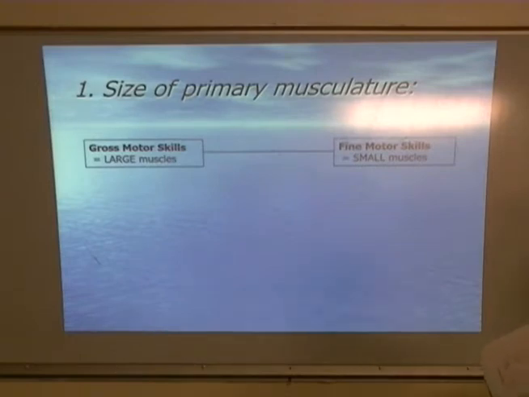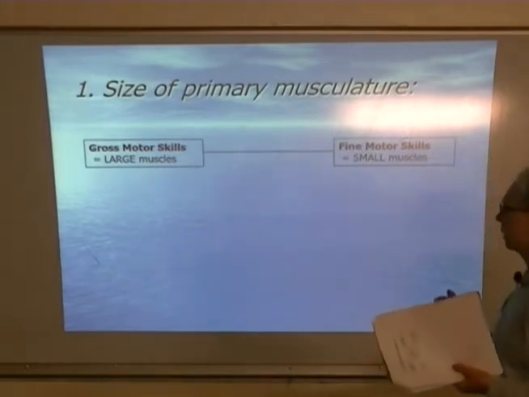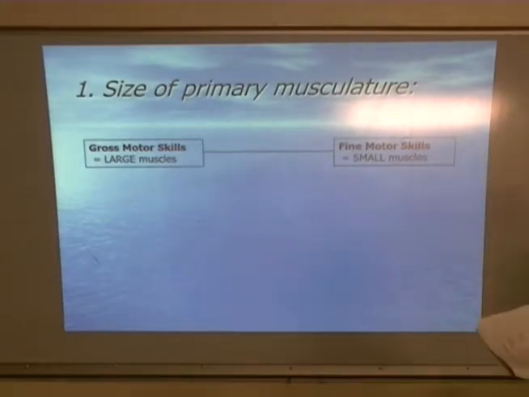So let's look at them in a bit more detail. The first one is the size of the primary musculature that's creating the movement pattern. At one end of our continuum we have gross motor skills, which are the types of skills we've been working with during the semester, and they use large muscle groups. And at the other end we have fine motor skills, and they're using small muscle groups.